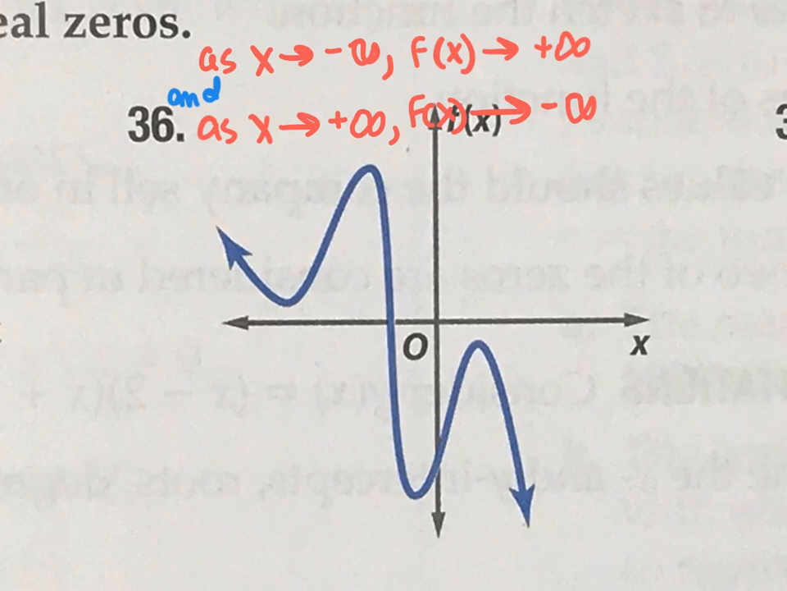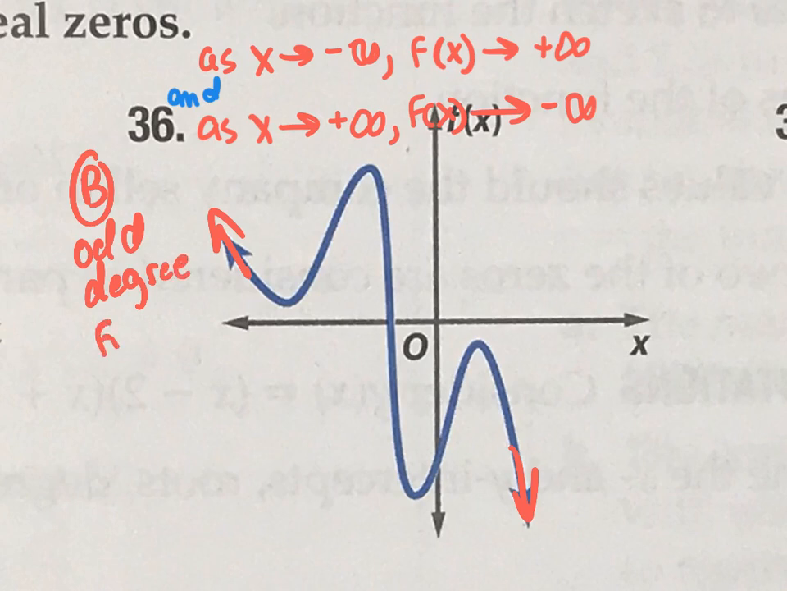What else are they asking for? Is this an odd or an even degree function? What do you say? One's pointing up, one's pointing down. That's odd, right? So you would say this is for part B, odd degree function. Part C is saying how many real answers are there? One, because it only crosses one time.